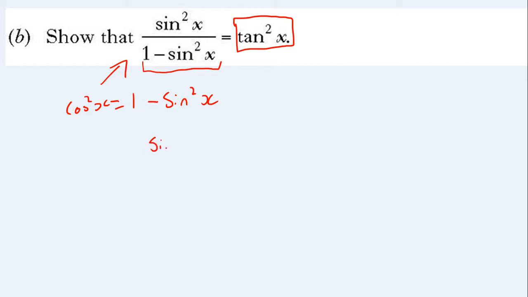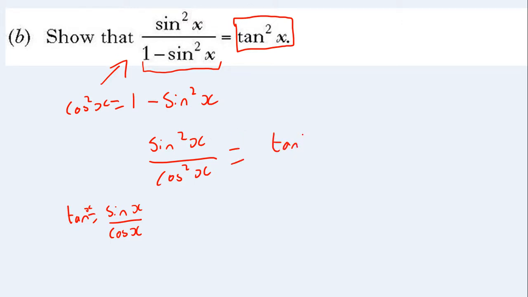So we can use that to have sine squared x over cos squared x. Okay, so I've changed this left-hand side to be sine squared x over cos squared x, and we also know that tan x is equal to sine x over cos x, and so what that means is this would be equal to tan squared x. Okay, and actually, if we go back to the question, that's what we've been asked to show.